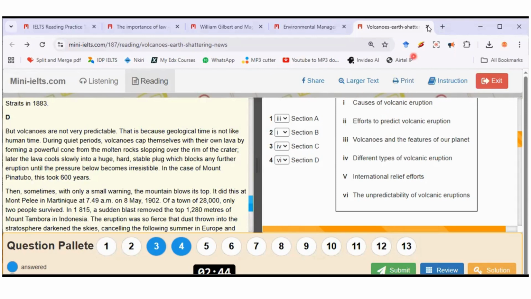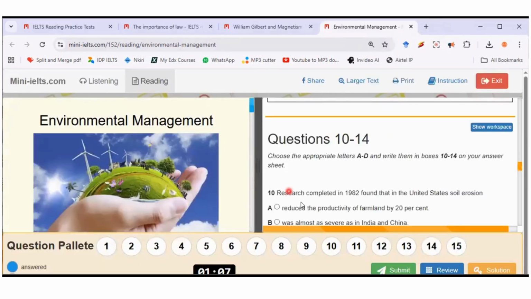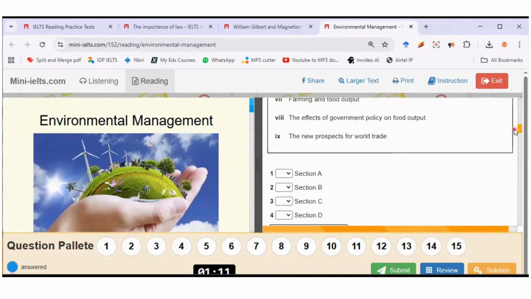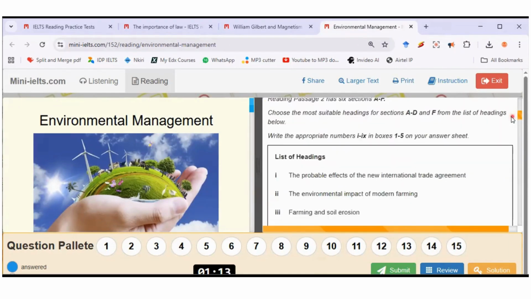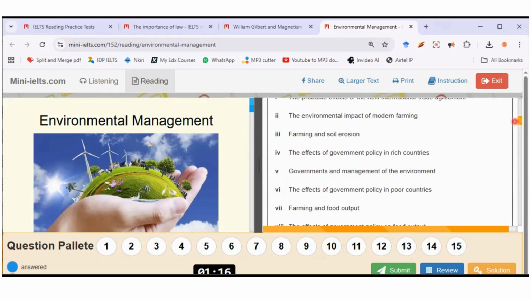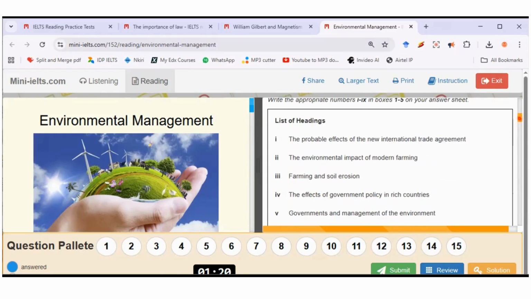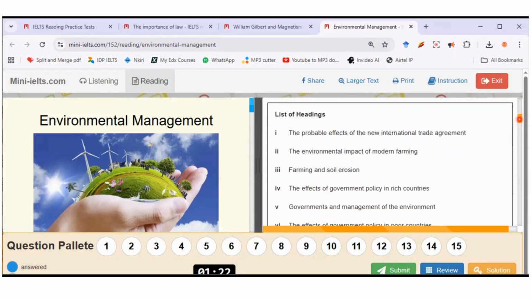So let me do one more and then we're going to move on to something else. Okay, this is also a matching heading question. All right, so let's try this one and then we're going to wrap it up. So let's look at the list of headings again. We identify keywords in the list of headings. I'm going to be faster here.